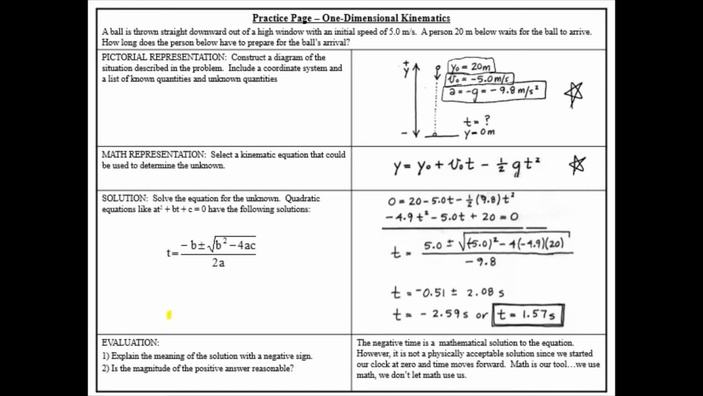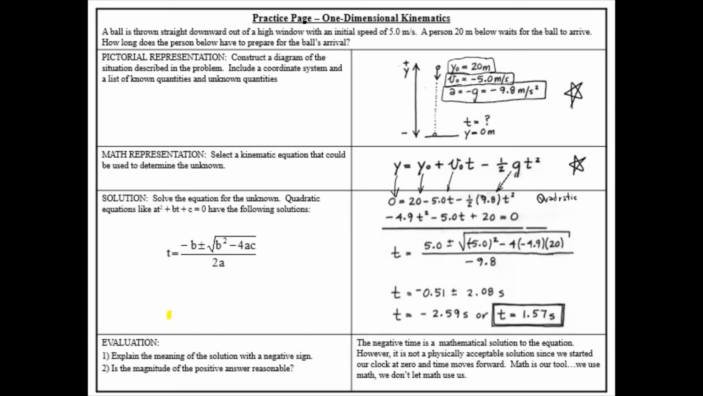So what I did at that point is plug in. Y final was 0. Y original was positive 20. V original y was -5. G is a positive 9.8. And I have an equation that ends up being a quadratic equation in t. Okay, this is what we call a quadratic equation. It has the variable term squared.